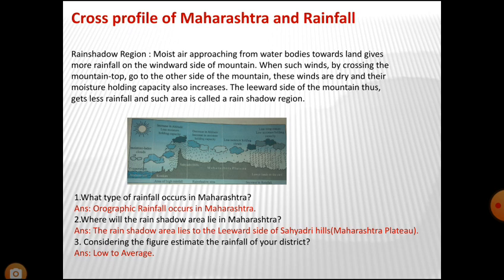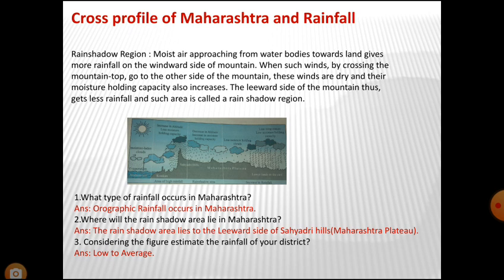You can see the diagram. You have to see the diagram and answer the following. You have to understand the question and answers. So you have to observe this picture carefully. What type of rainfall occurs in Maharashtra? The answer is orographic rainfall occurs in Maharashtra.